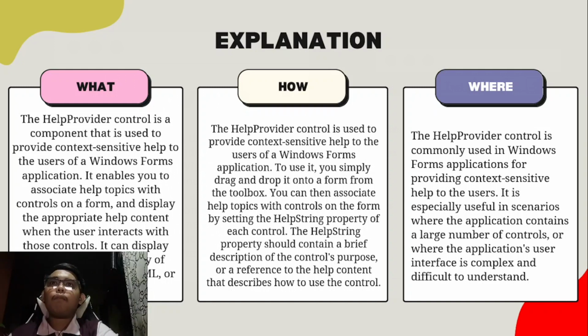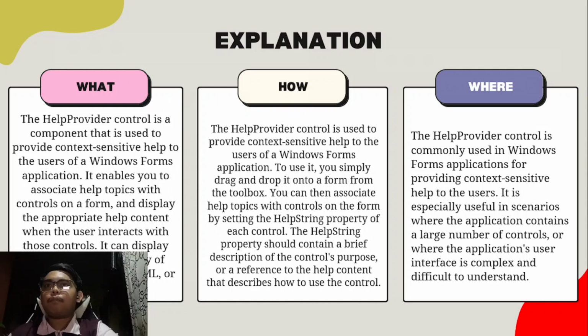So how to use the help provider is kind of straightforward. The help provider control is used to provide context-sensitive help to the user of a Windows Form application. To use it, you simply drag and drop it onto the form from the toolbox. You can then associate help topics with controls on the form by setting the help string property of each control. I'll show you an example of that later.